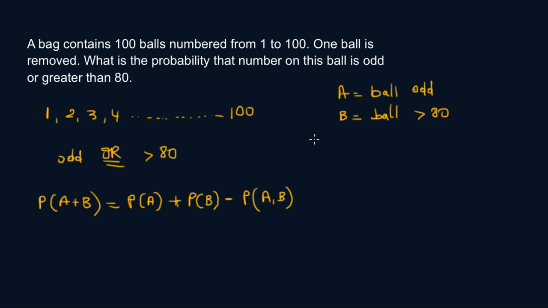So what's the probability of the ball being an odd number? How many odd numbers do we have out of 100? So it's half and half, right? So remember, desired outcomes over the total number of possible outcomes. So the desired outcome is 50 odd numbers out of 100. So this is 0.5.